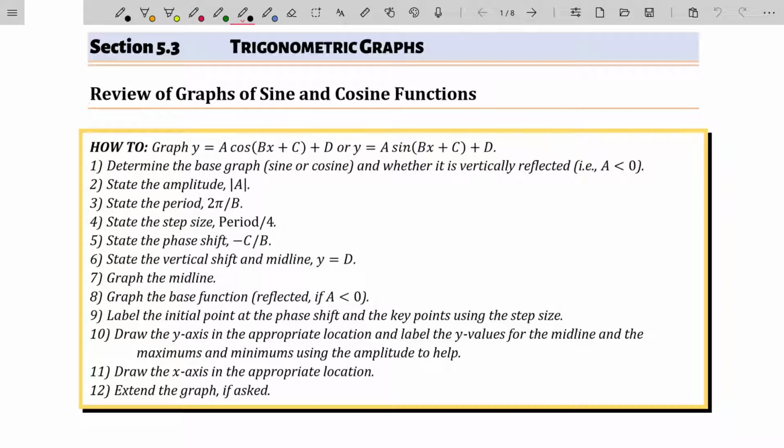Again, trig is so important for calculus that having a shaky background in the subject will lead to abysmal results in calculus. With that said, let's go into a review of graphs of the sine and cosine functions.